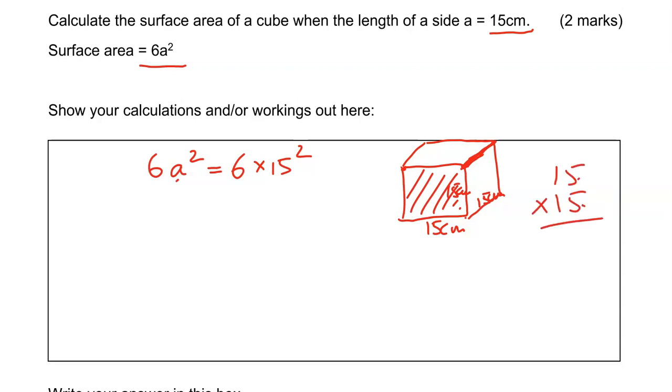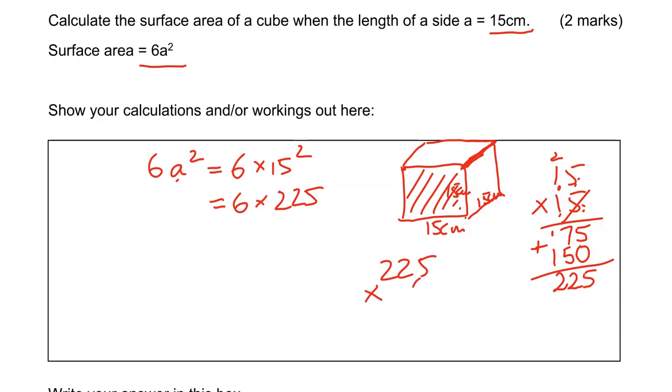So 5 times 5 is 25. So we have 5 down and 2 carried over. 5 times 1 is 5 and the 2 is 7. So now we put the 0 down. 1 times 5 is 5. 1 times 1 is 1. So adding these now, 5 and 0 is 5, 7 and 5 is 12, so 2 down and 1 is carried over, 1 and 1 is 2. So that is 6 times 225. So 225 times 6.